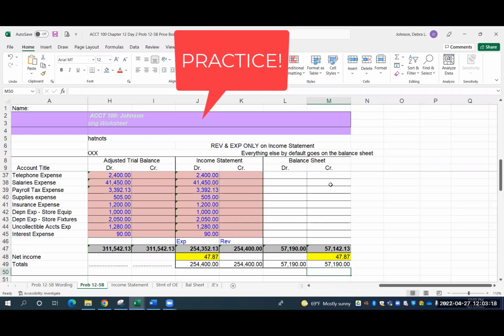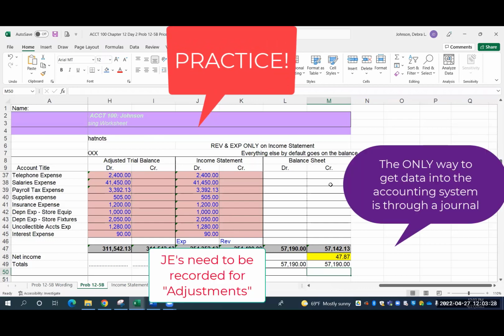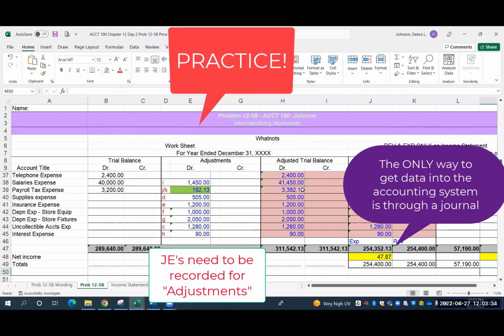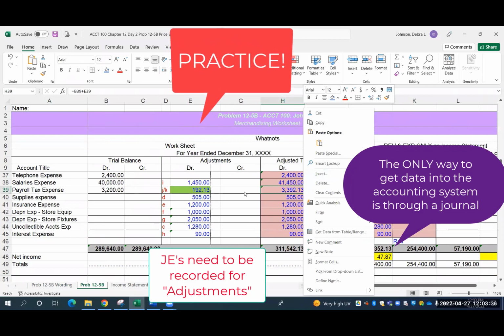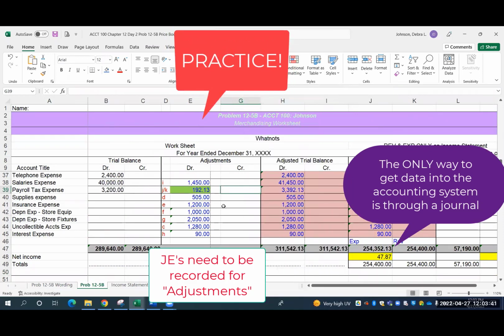And I want to leave you with one last reminder. Hope you guys know the answer to this. The only way you get transactions into the accounting system is through the journal entry process. So the last thing that we would have to do is take all these adjustments here, the hardest part of this, all those adjustments, and we would go have to journalize them. We'd have to put them in the journal to actually get them into the accounting system.